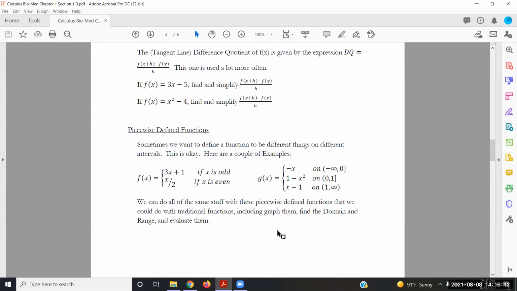The next topic, might need to go run and take a break, but the next topic is piecewise defined functions. And again, this is something which you should be familiar with from Algebra 2. A piecewise defined function is a function which is defined differently on different intervals. And I give a couple of examples here.